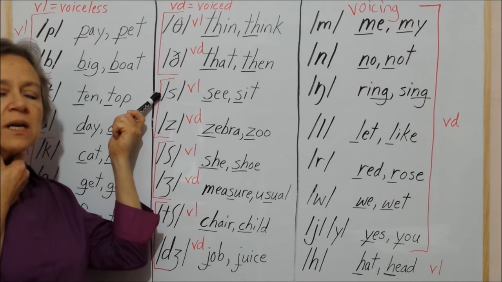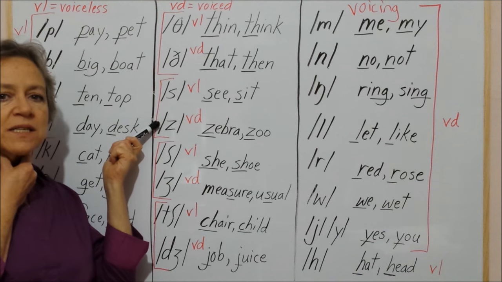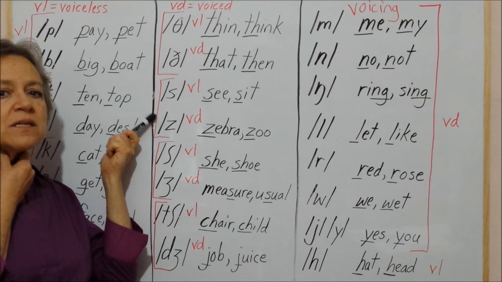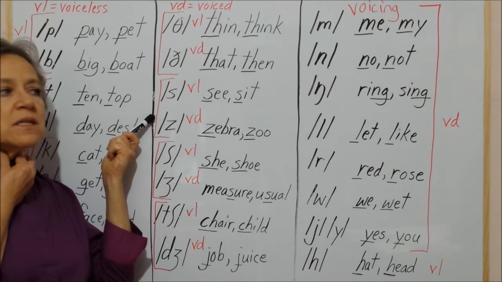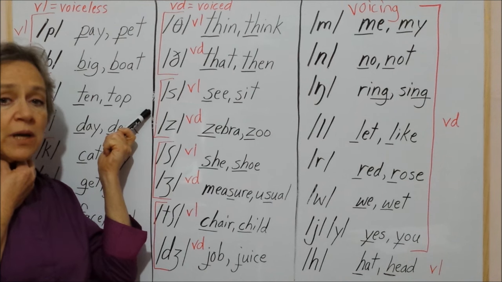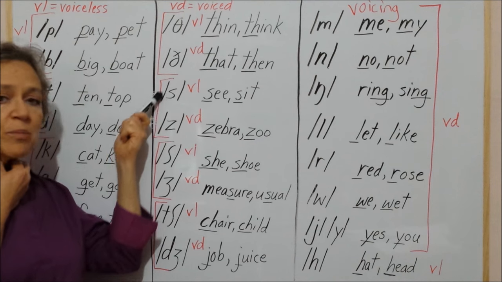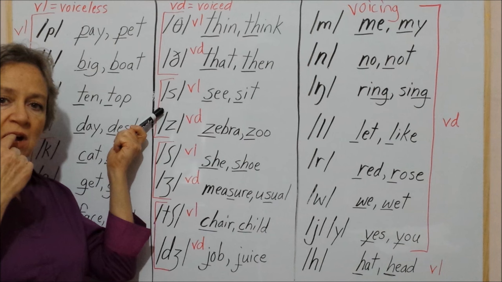So first this one, sss, no vibration. Z, vibration. Okay, that is voicing. So the only difference between these two sounds is the voicing. They are both made with the tongue and the mouth in the same position.